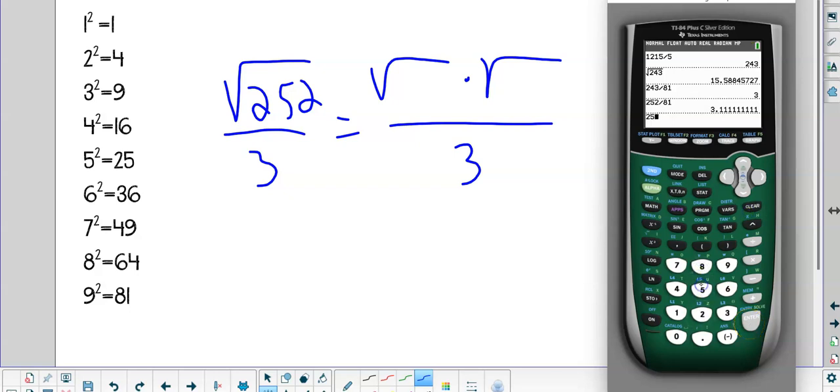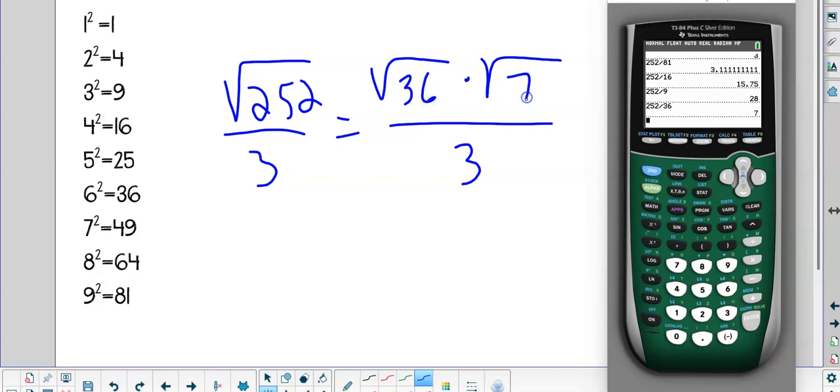Oh, I feel like I did this number already. I want to scroll up my calculator. Pretty sure I did this number already. 252 divided by 16? No. 252 divided by 9? Ooh. But I don't think that's the biggest one. I jumped down too low. 252, 9 times 4, 36. 252 divided by 36. There we go. 36 and 7.